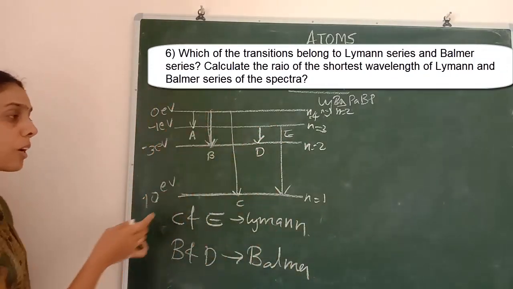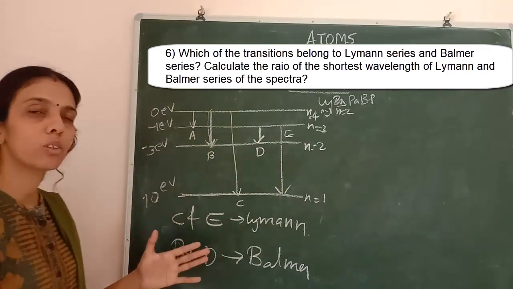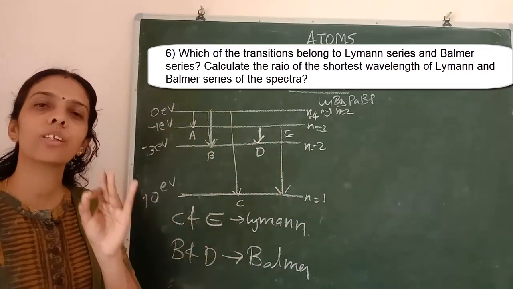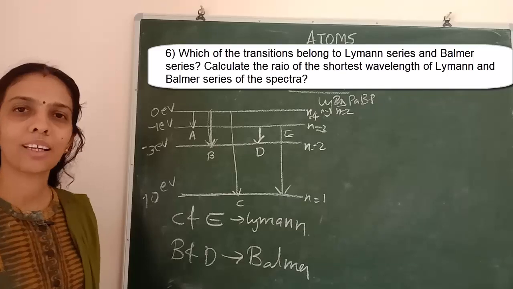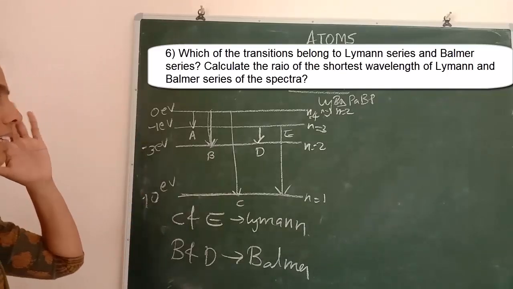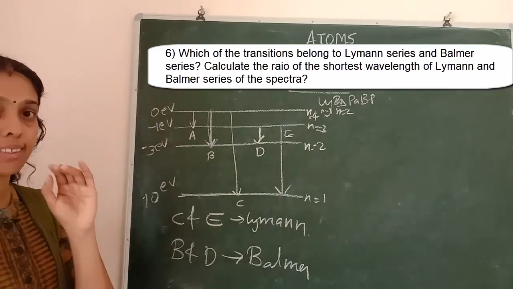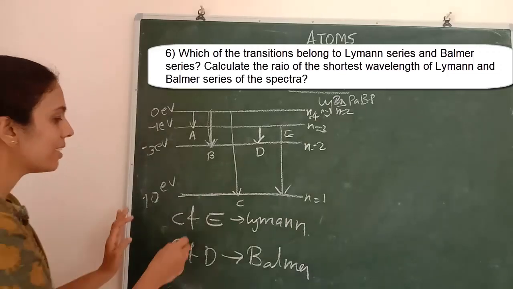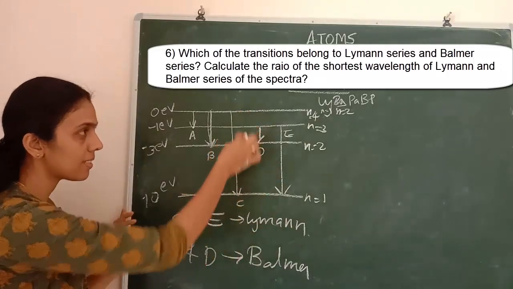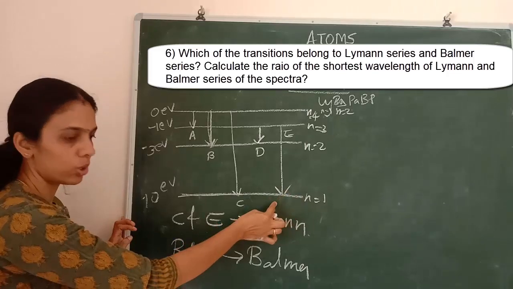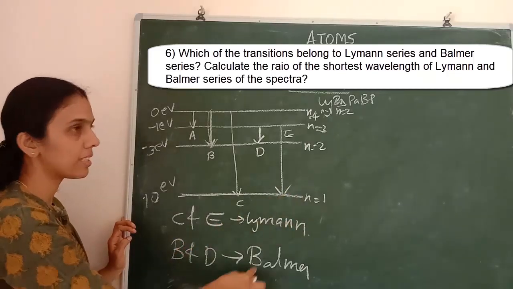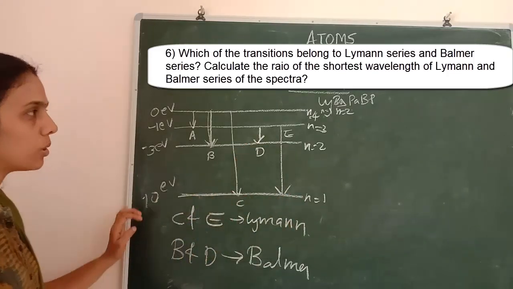Okay, so while seeing all these big diagrams, don't panic. Those questions will be very easy. Just read once or twice, and you will get the answer if you know the concept. C and E are the Lyman series when it is coming to n is equal to 1, and B and D are the Balmer series when it is coming to n is equal to 2.